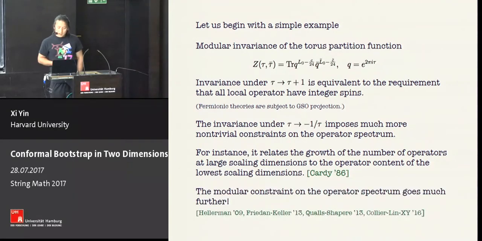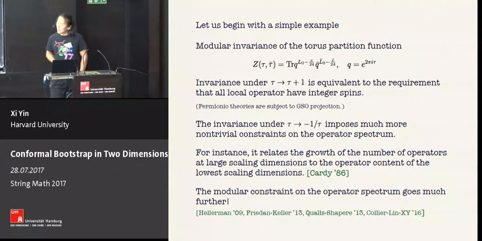But in fact, it goes much further. It was recognized in 2009 by Hellerman that the modular invariance not just controls the growth of operators at very large dimensions, but actually can be used to constrain low-lying operators as well. You might say that, well, here I have some non-holomorphic, well, it is just some general function. If it's modular invariant, you can take some smooth function on the fundamental domain of PSL2Z.